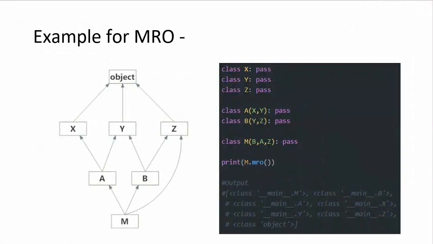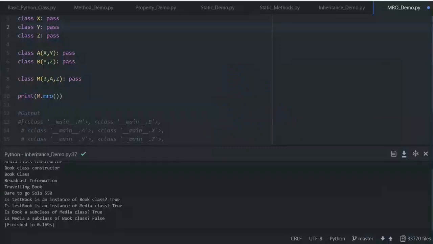Consider a complex multiple-level inheritance hierarchy given in the diagram. Let us go and code this inheritance and run and see what the output looks like. Here we have three base classes X, Y, Z and two derived classes A, B which inherit from X, Y and Z, and then there is one more class in multiple inheritance, M, which derives from classes B, A and Z. Let us look at the order when you try to run the MRO method for the class M.